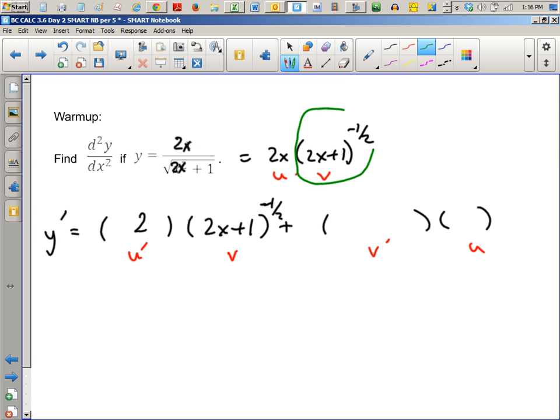So here in green is my v, and I'm going to be bringing down the negative half. I'm going to be taking away 1, and that's going to look like this. Bring down the negative half. Rewrite the argument, take away a power, and then multiply by the derivative of the 2x plus 1. So what's the derivative of my 2x plus 1? 2. So I could put that here. And then I have just 2x right there. Yes? And I meant 2x plus 1. Thank you.